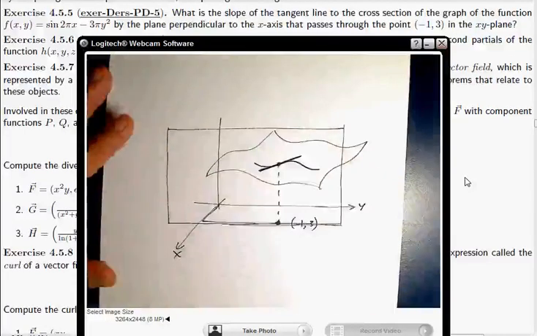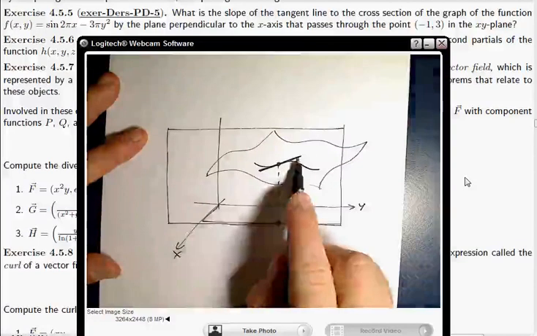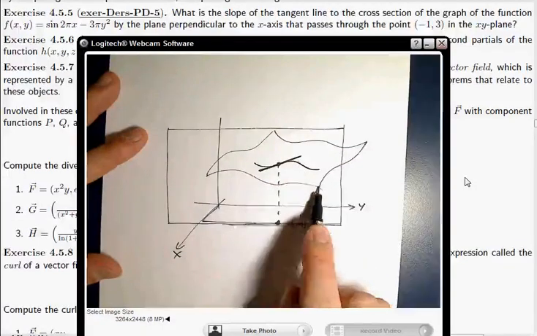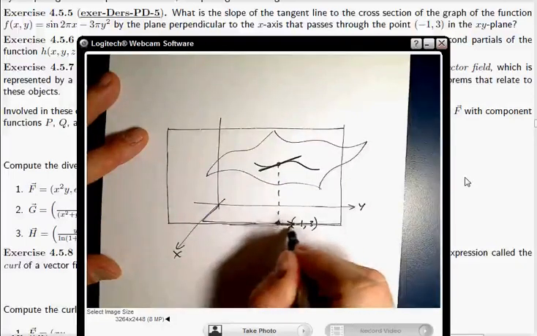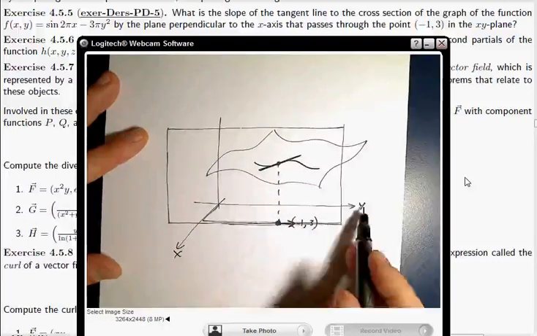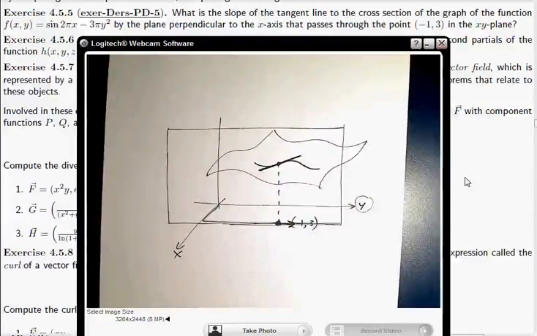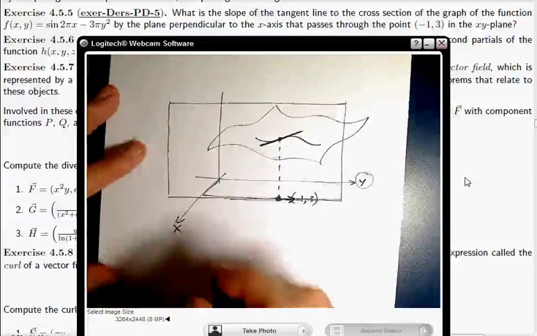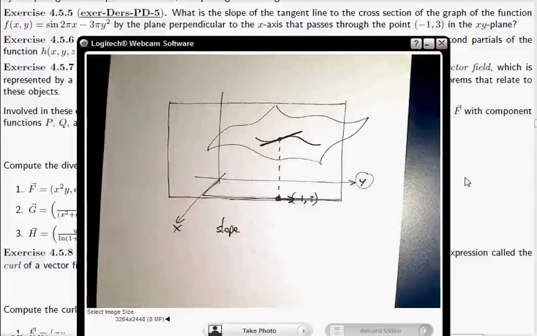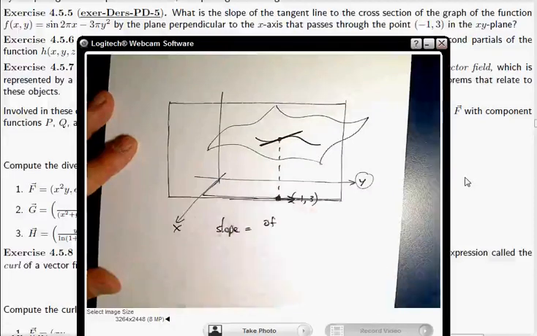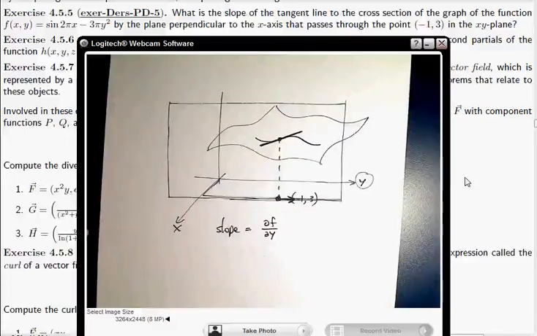Now, from this picture, look at what we've got. We're looking at the slope of a tangent line to a cross section of a graph in such a way that we're moving from the point in the direction of y. So I claim what the problem is asking for, this slope of the cross-section of the graph by the plane, all that means is we're looking for the partial of this function f with respect to y. Does that make sense? Is everybody comfortable with that?